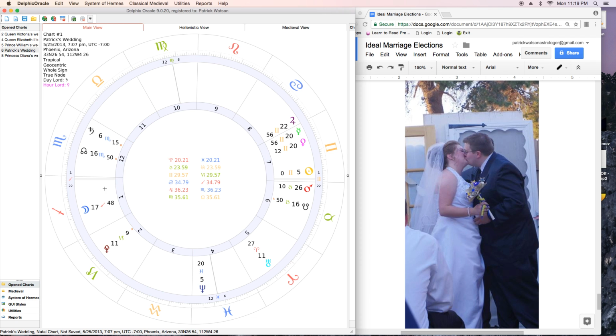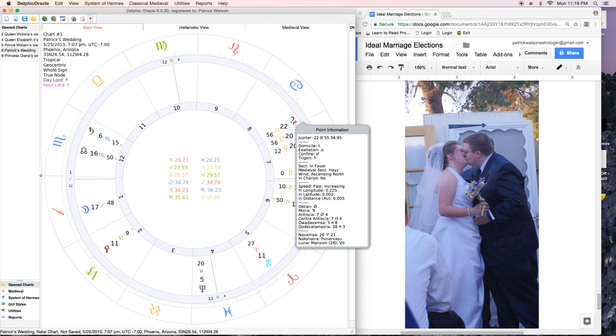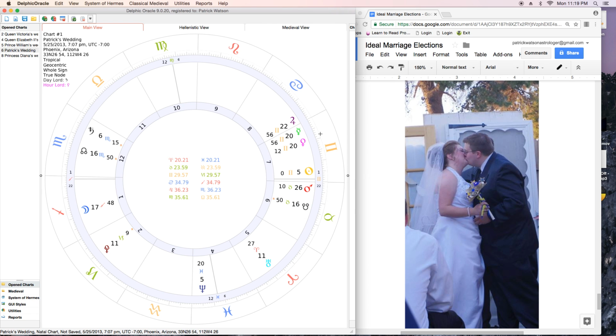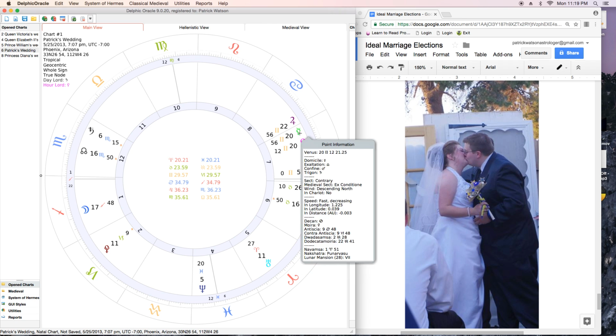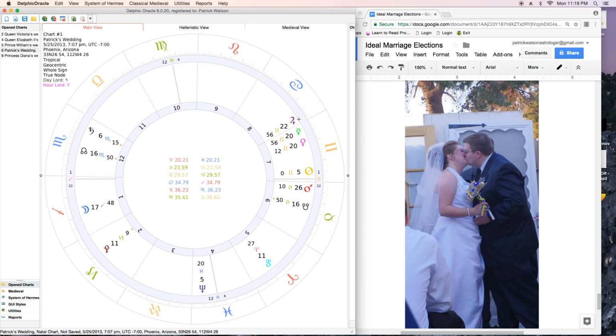So the ruler of the first is in the 7th. Then, the 7th house is Gemini, and it's ruled by Mercury. And Mercury is in its own sign of Gemini. And Mercury is forming a direct conjunction to Jupiter. So the ruler of the 7th is directly applying to the ruler of the first.